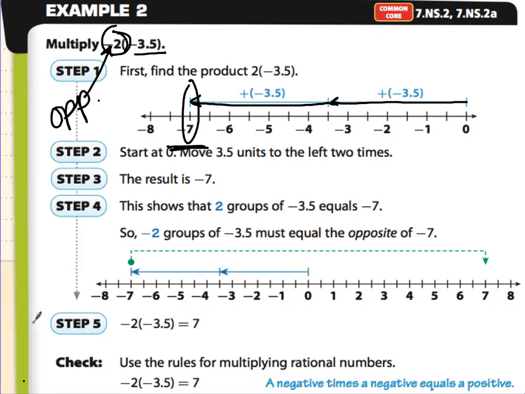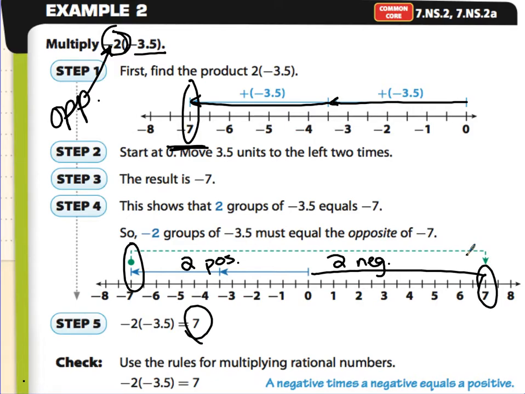Okay, so this shows me that 2 positive groups of negative 3.5 gives me a negative 7. So the opposite of that means 2 negative groups, or 2 opposite groups, of that should give me a positive 7. Okay, so it would end here. So this would be 2 positive groups. So then 2 negative groups would be the opposite. So then this is 7 away from 0, so I would go 7 away from 0 and see that my answer is a positive 7.